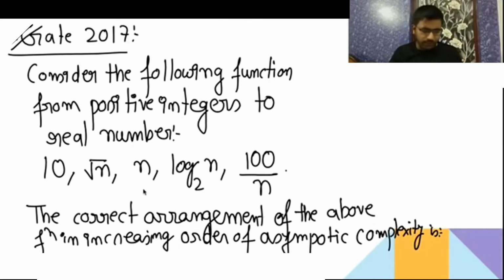I will not give you the options. You have to tell me with the numbers only, whether this one is greater or this one is greater, like this. Okay, so this is the question. Consider the following functions from positive integers to real numbers. The correct arrangement of the above functions in increasing order of asymptotic notation. In increasing order, first is smaller, then greater. Understood?